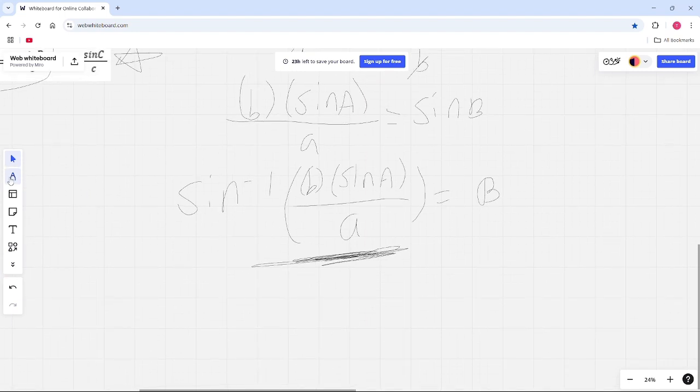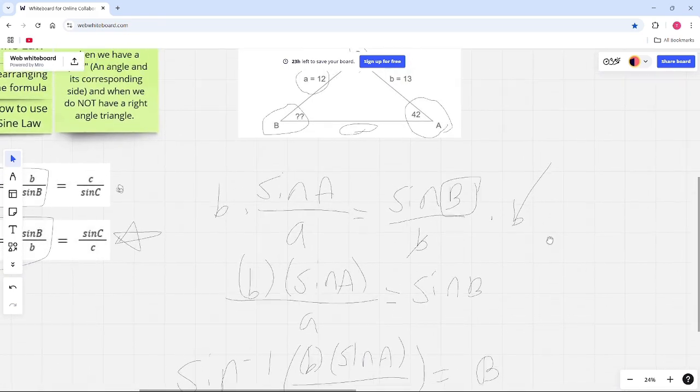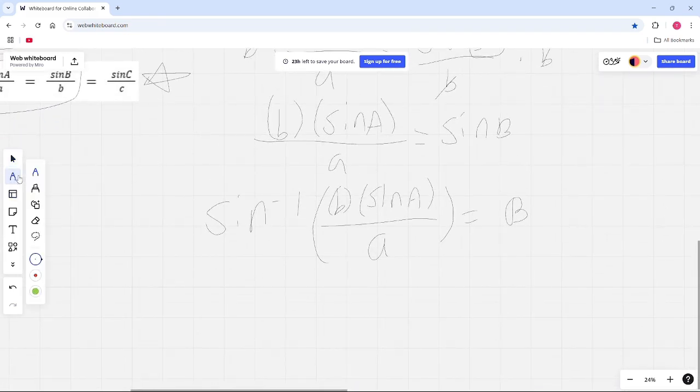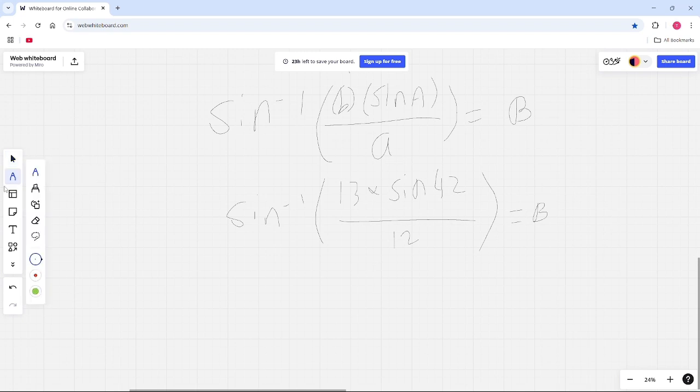Now let's just place in the variables. So side length B is 13. 13 times sine 42 over 12. Now putting all of this into your calculator, you should get an answer of 46 degrees.